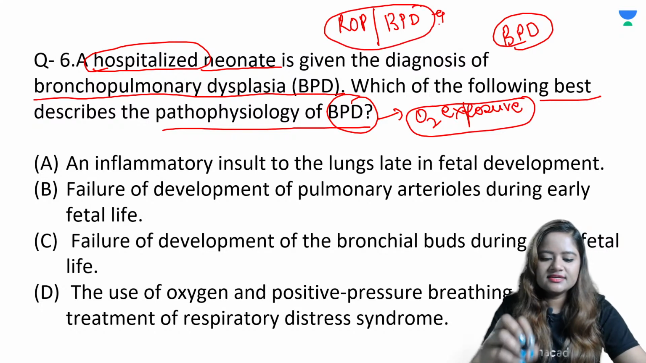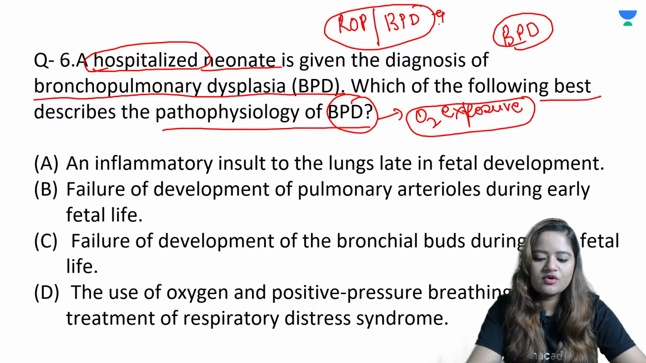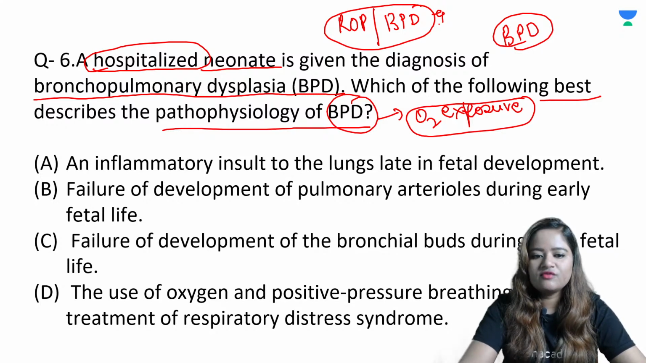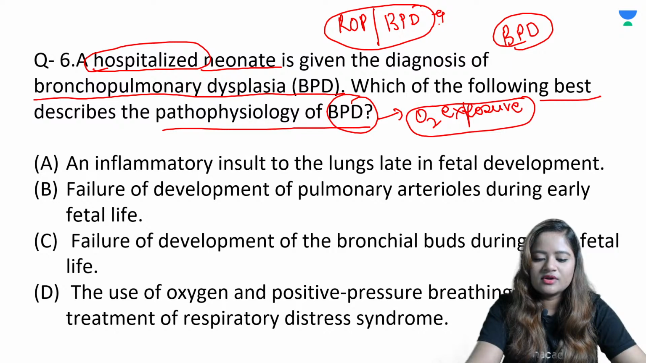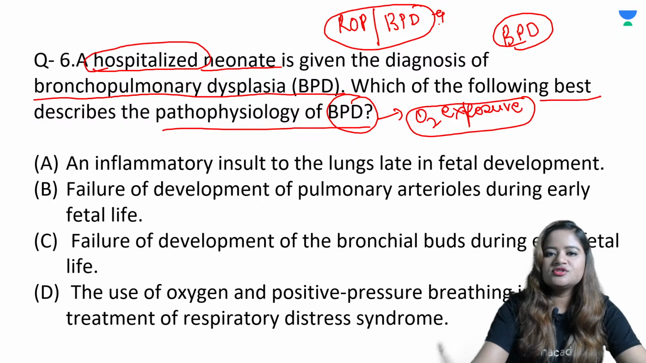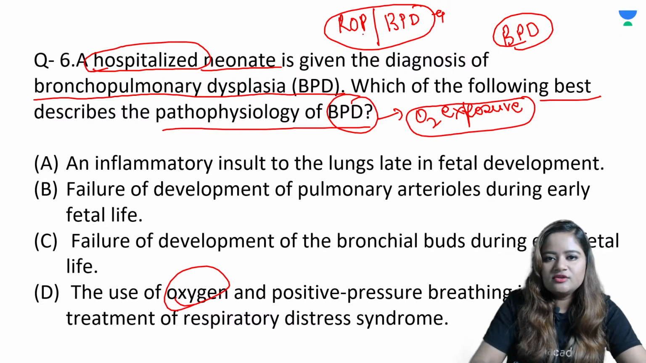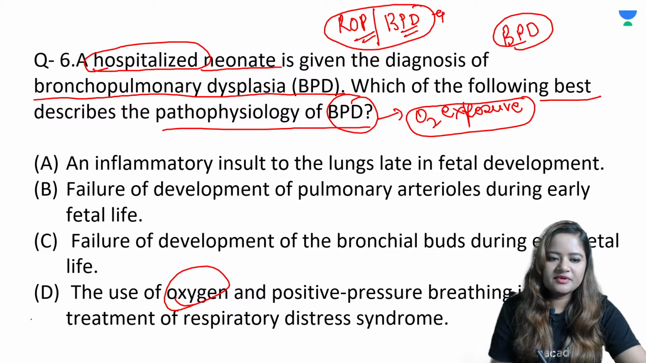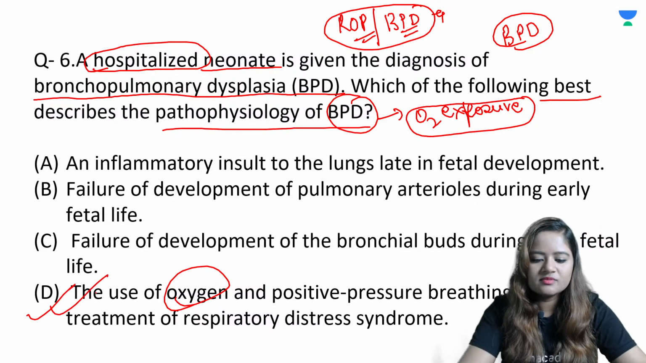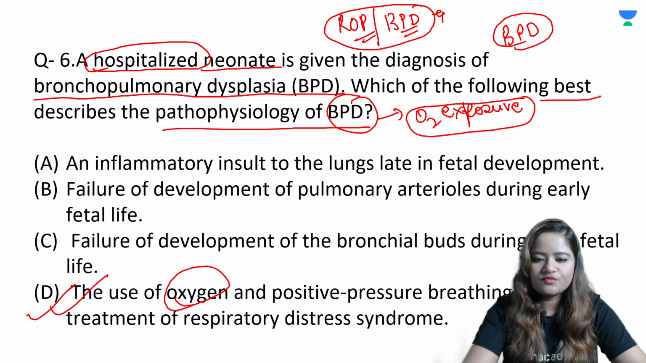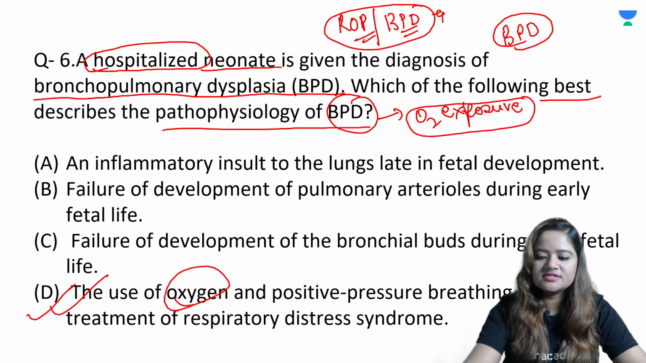So these two are classical complications that develop because of hospitalization in newborns who are exposed to undue oxygen or undue oxygen and continuous positive airway pressure. So जितना ज्यादा आप मैकेनिकली वेंटिलेट करोगे, जितना हाइपर ऑक्सीजन कॉज कराओगे, उतना ज्यादा रिस्क होता है न्यूबॉर्न्स में आरओपी और बीपीडी डेवलप करने का. So the right answer over here becomes option number D, that is use of oxygen and positive pressure breathing in the treatment of respiratory distress syndrome.